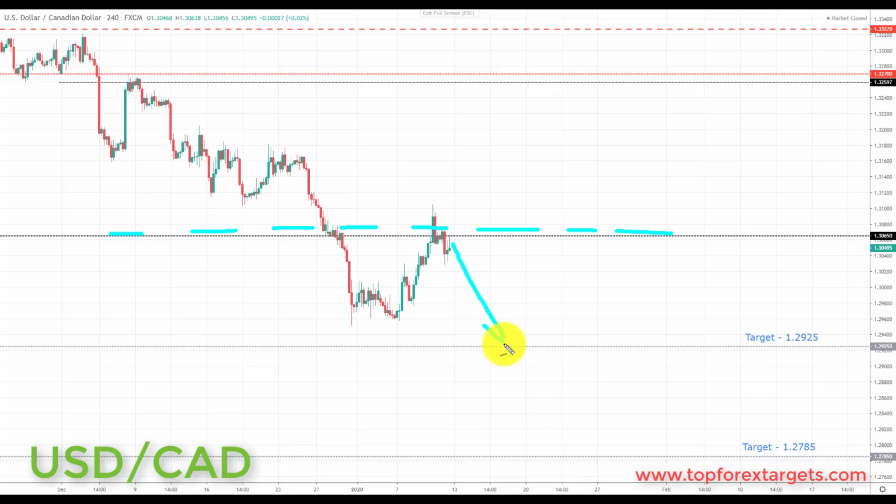We're going to be looking at initiating shorts down towards the next key area of support to the downside, the target set at the 1.2925. And if we can get a breakthrough here, we're going to be looking down towards the next key area of support to the downside and target 2 at the 1.2785.